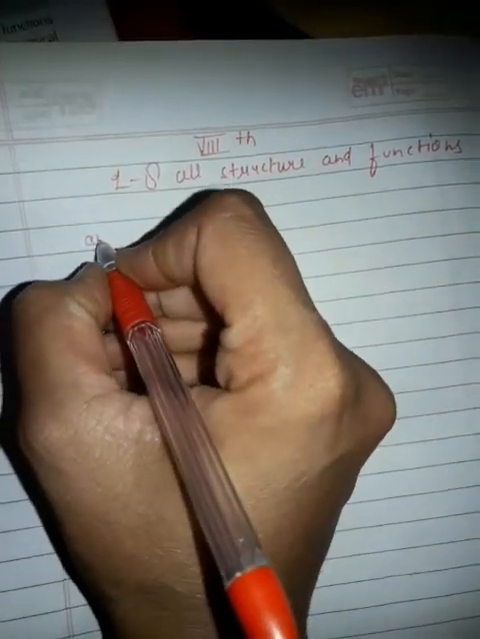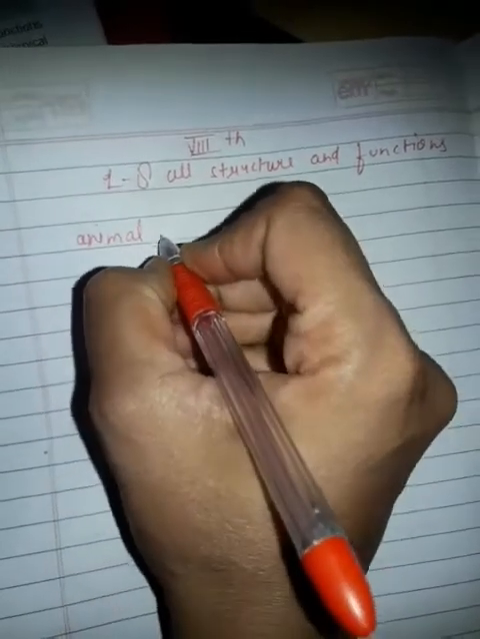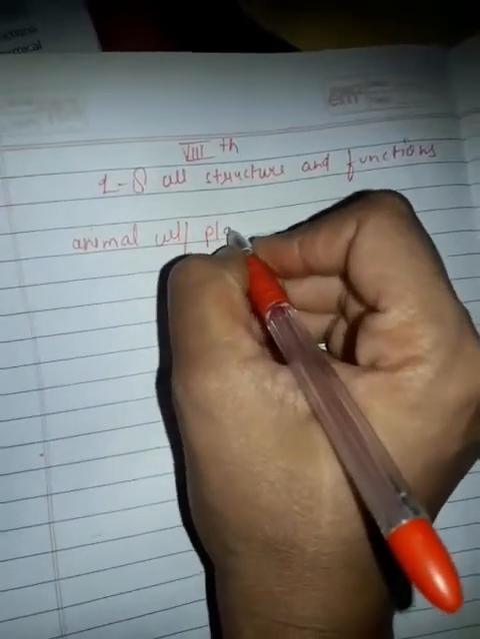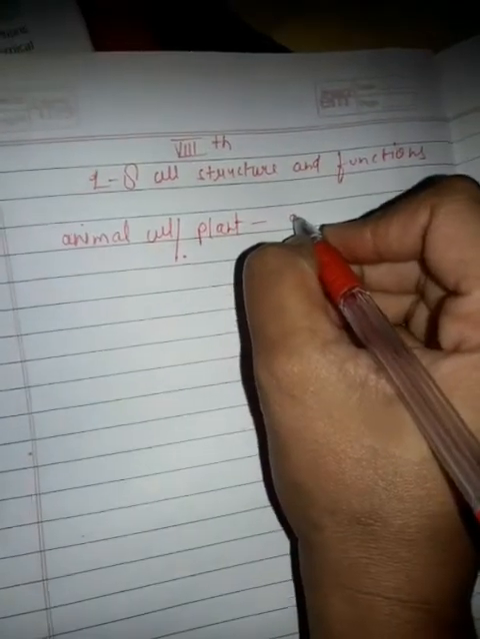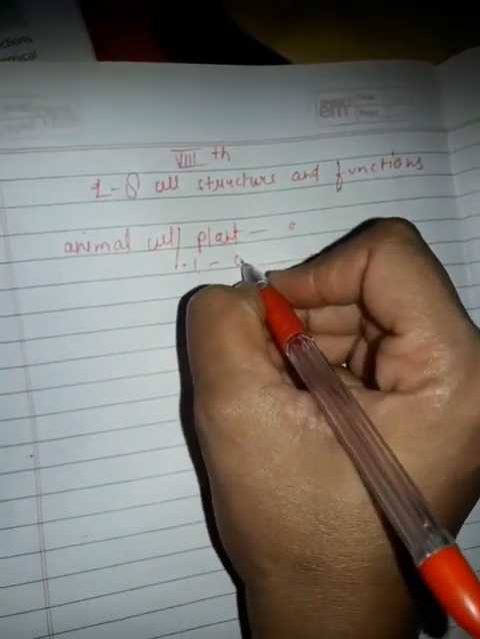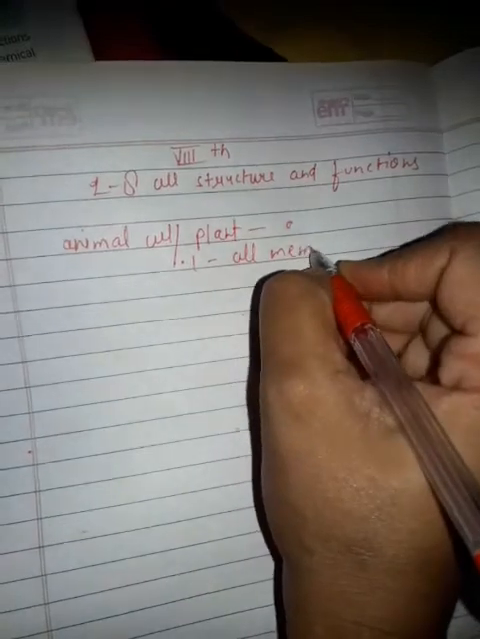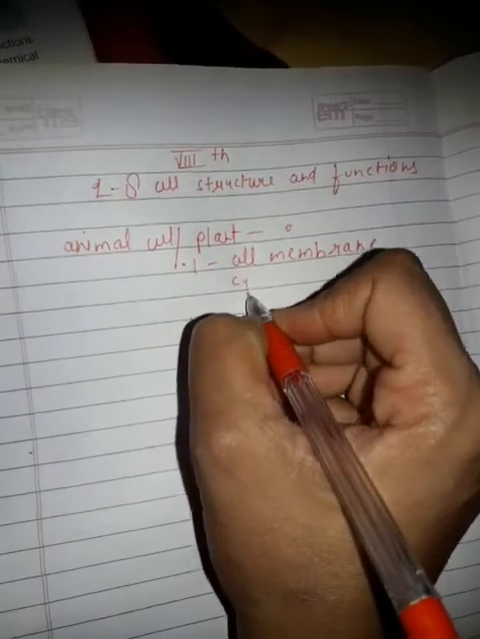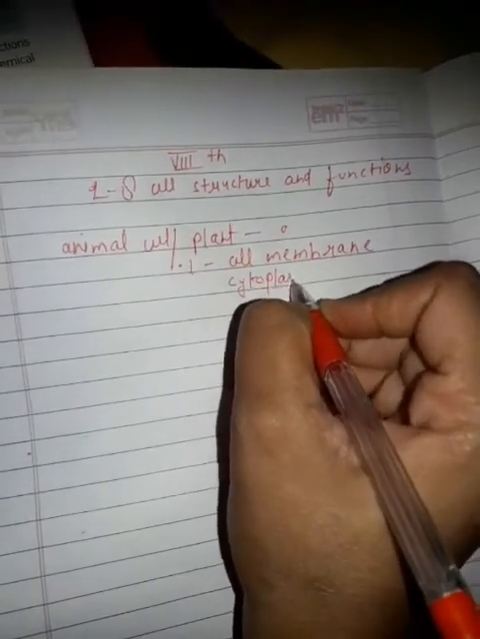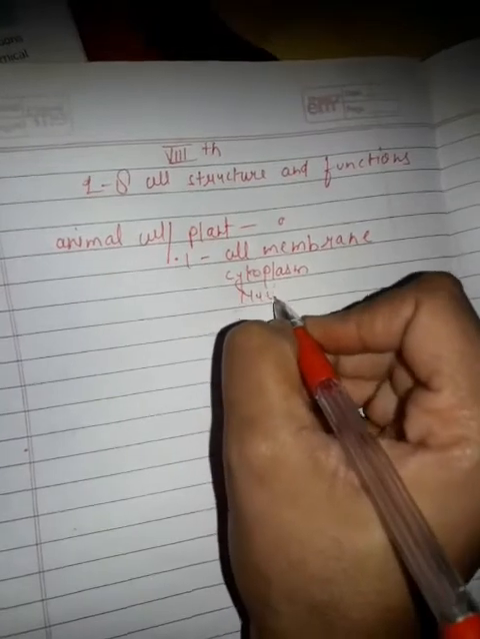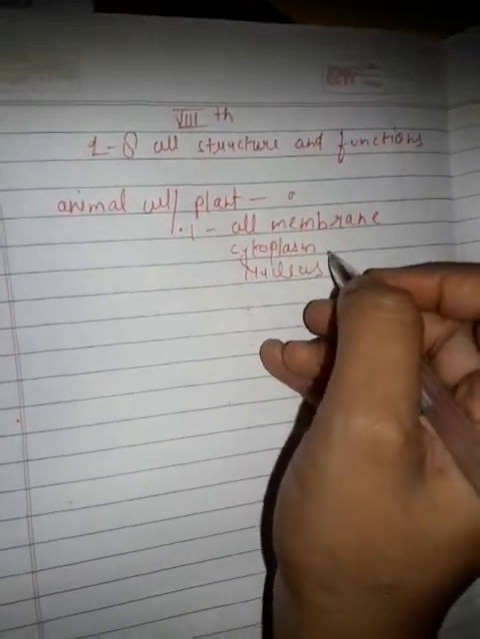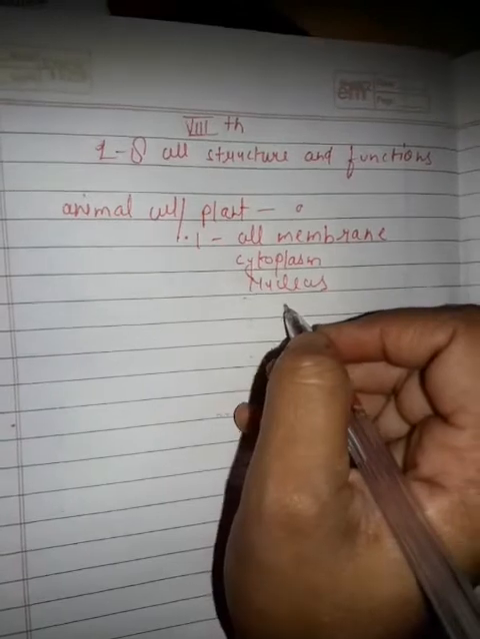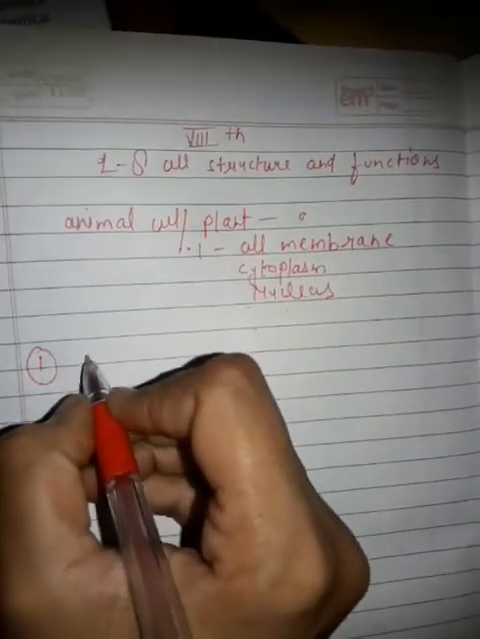And yesterday I told you plant and animal cells have three parts, whether it is a plant cell or an animal cell. First one is the cell membrane, cytoplasm, nucleus. Cell membrane, cytoplasm and nucleus.